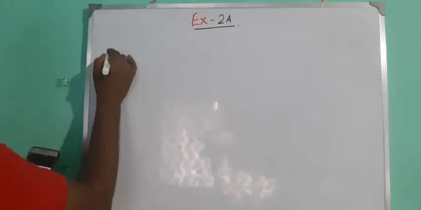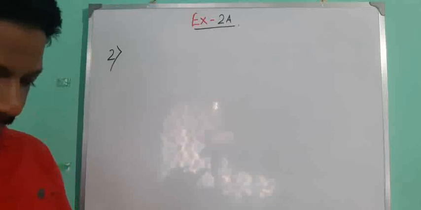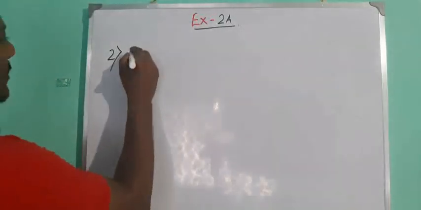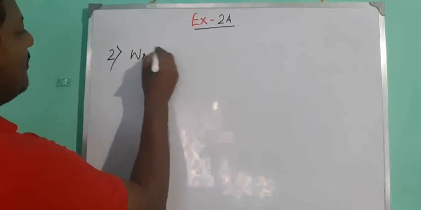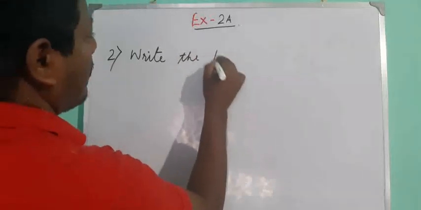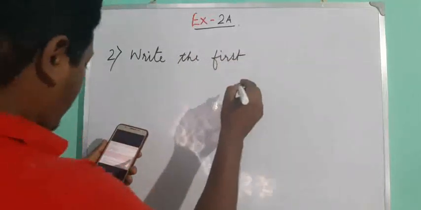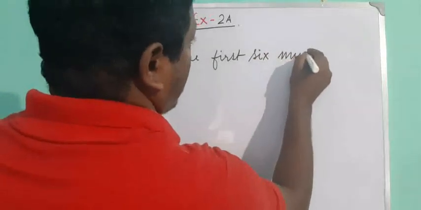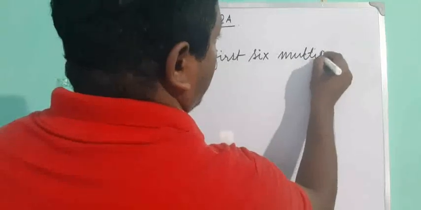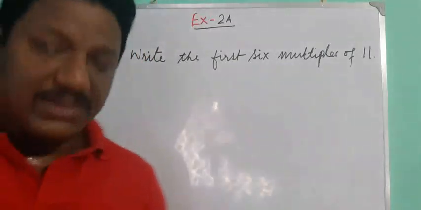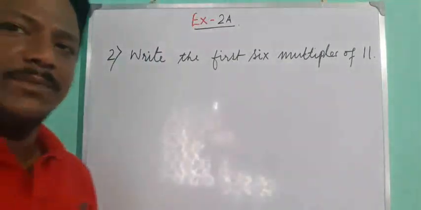The number 2 says you have to find the multiples. Okay, very simple. 1 and 2 is very simple. Number 3 is also right. It is said that yesterday only I wrote. Write the first 6 multiples of 11. Very simple. Write the first 6 multiples of 11.